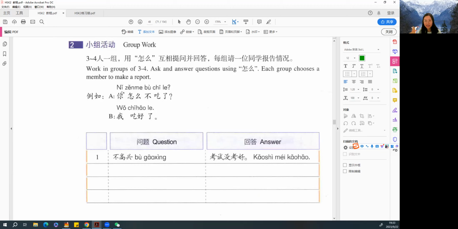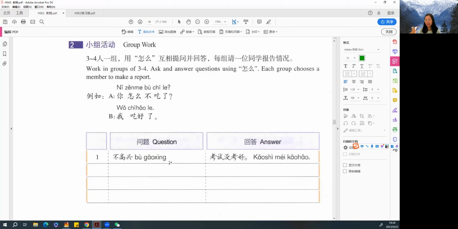Alright, so this example, 你怎么不吃了？我吃好了 means yeah, I'm good, I'm full already. So when somebody invites you to a dinner and then you finish, you stop, and then they ask, why don't you eat? Or do you not like those foods? You can say, no, I'm already good. I'm full. So you can say, 我吃好了. And then question and answer.